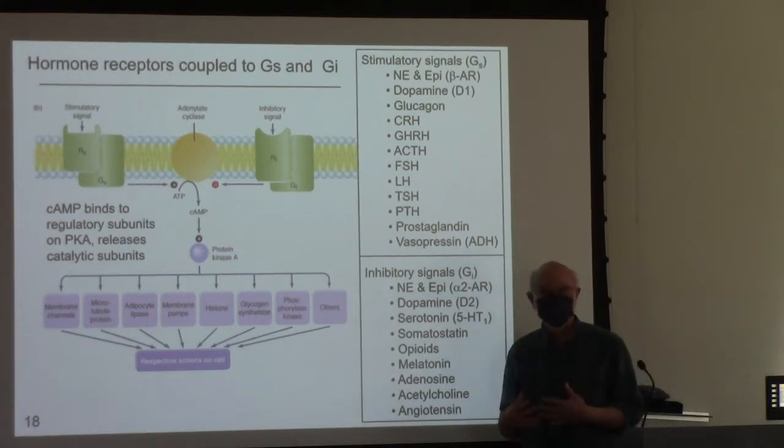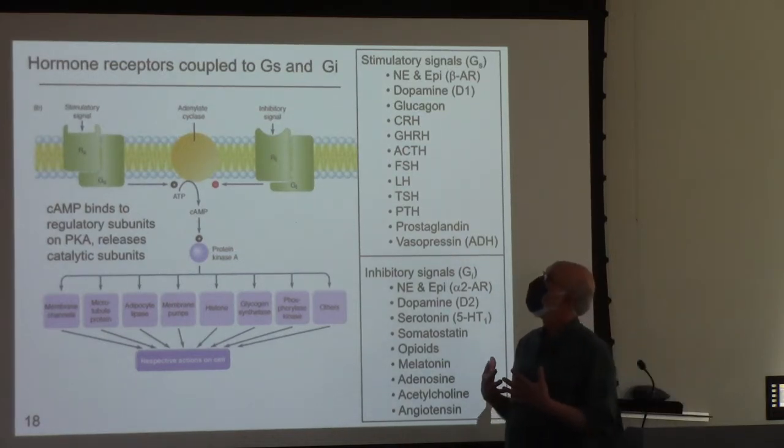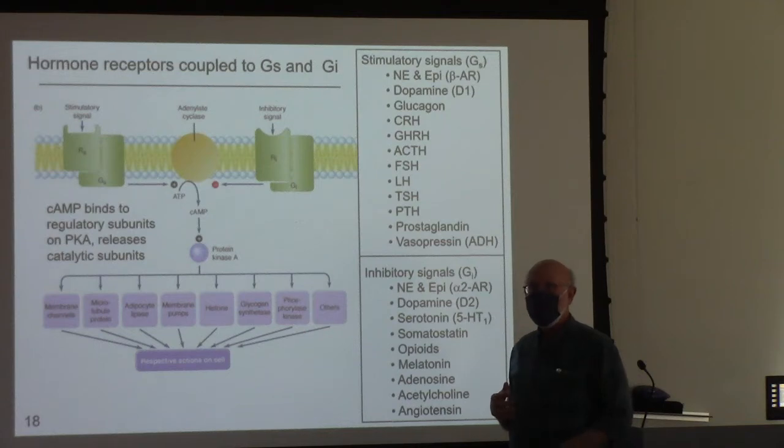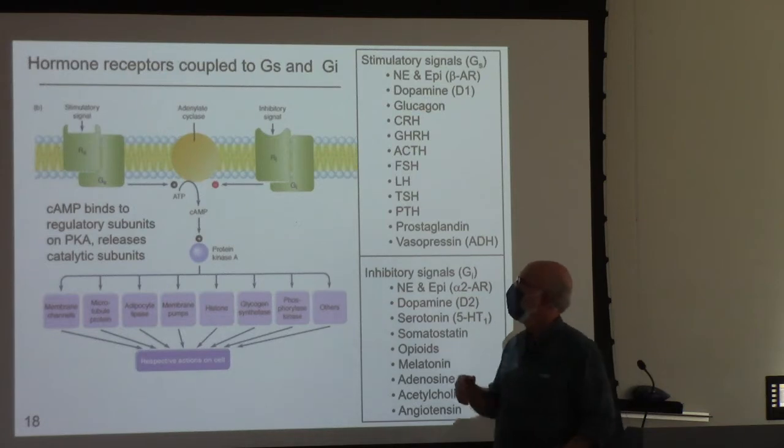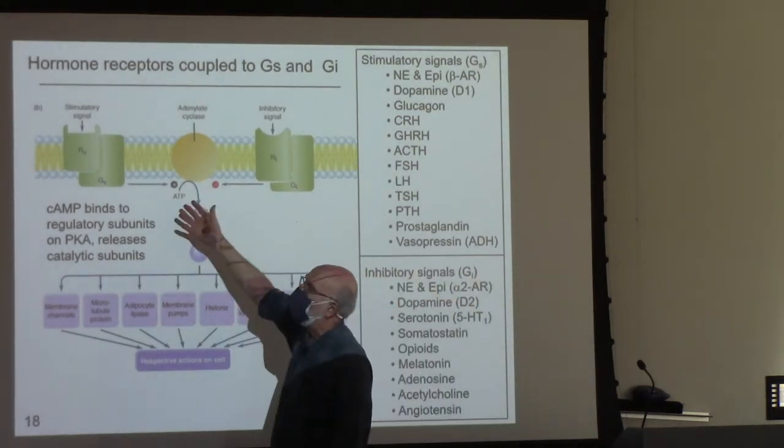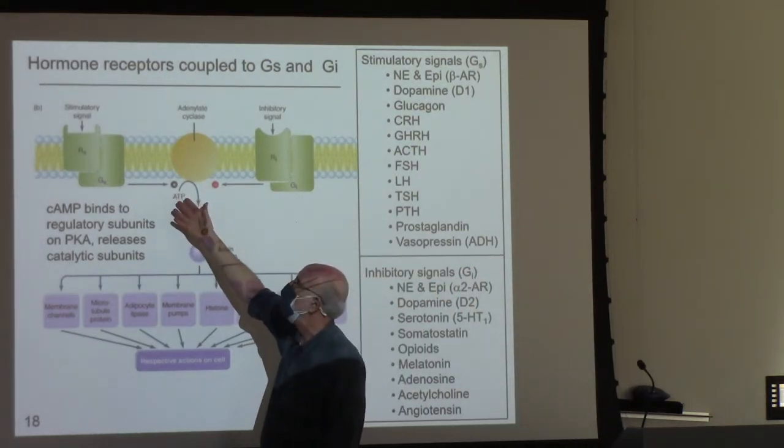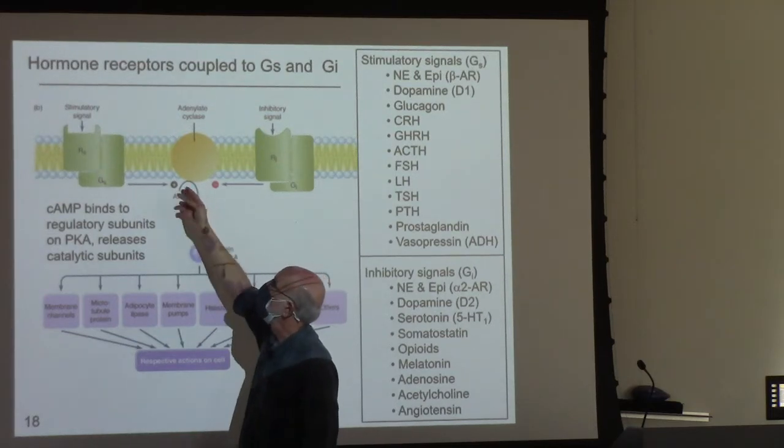Receptors. Many of the hormone receptors are GPCRs. We've covered GPCRs a lot. You should be able to tell me the story that is partially illustrated by this slide.